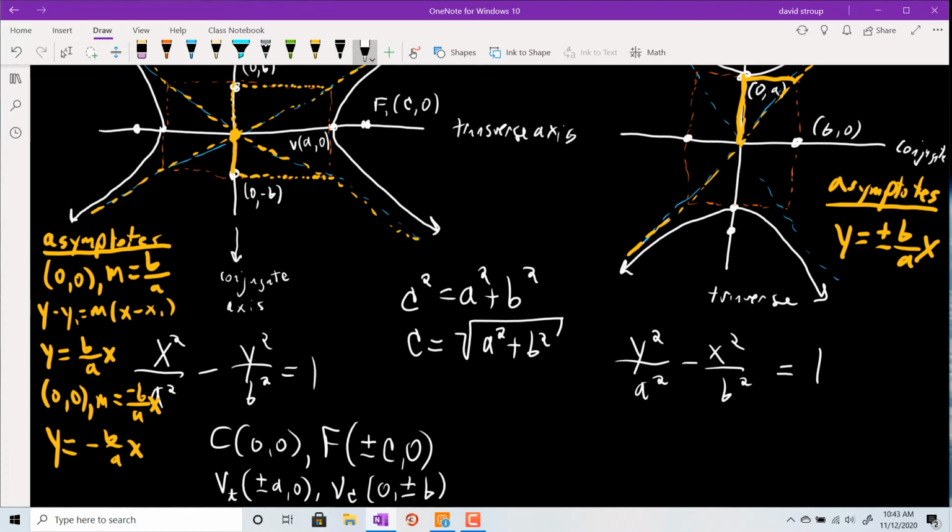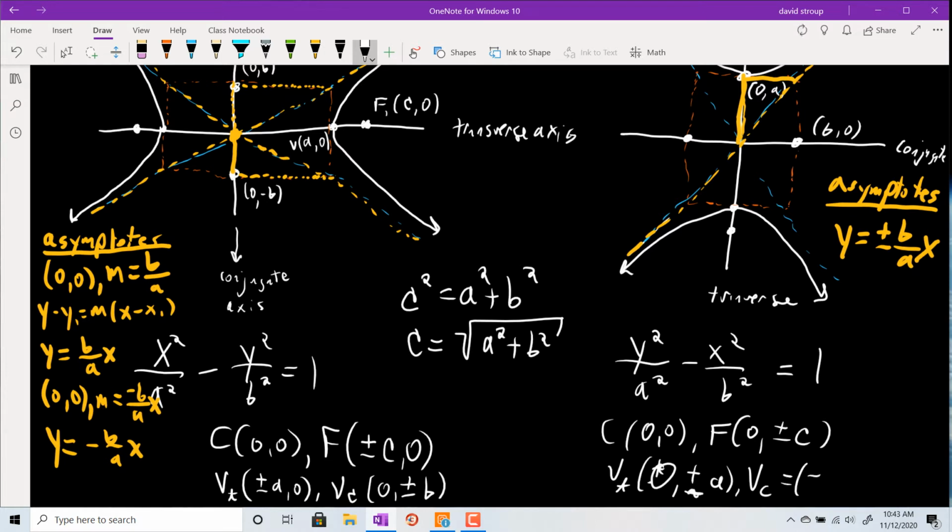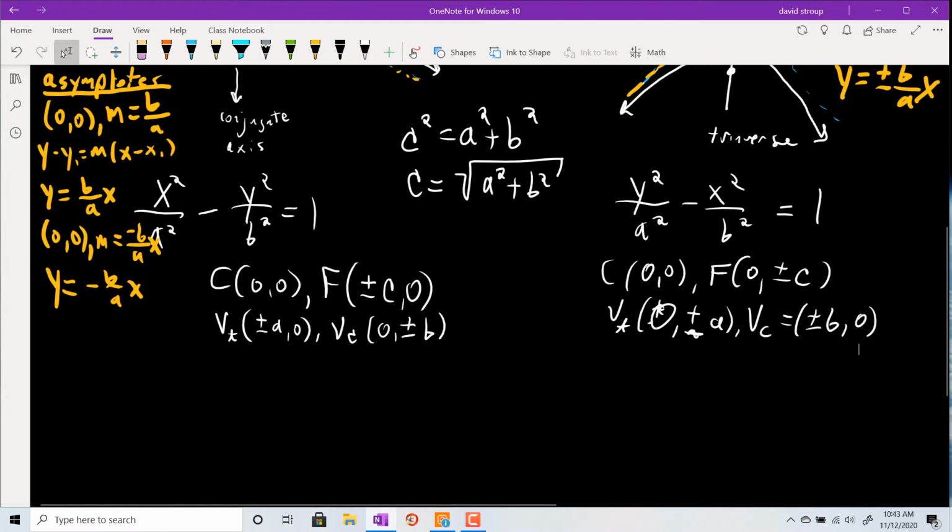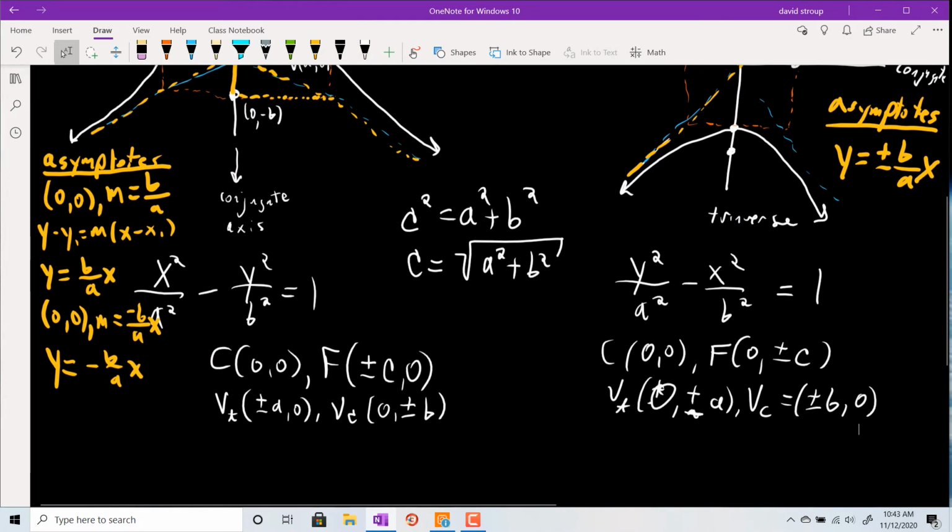And then likewise for this graph here, except with everything reversed. The center is 0, 0. The foci will be at 0, comma plus or minus c. The vertices on the transverse axis are at 0 comma plus or minus a. And the vertices on the conjugate axis will be plus or minus b comma 0. Okay, so a lot going on there.